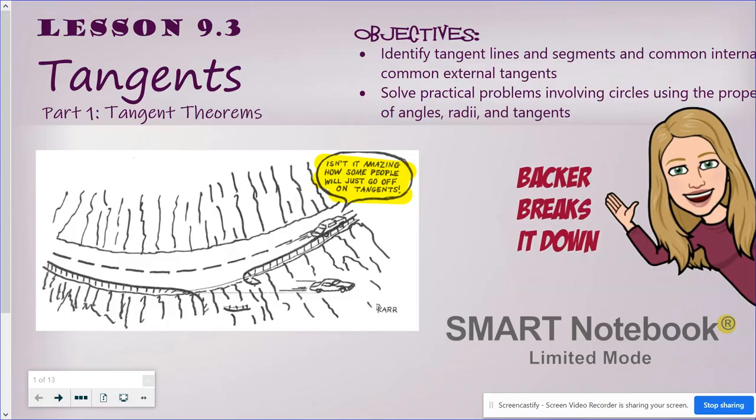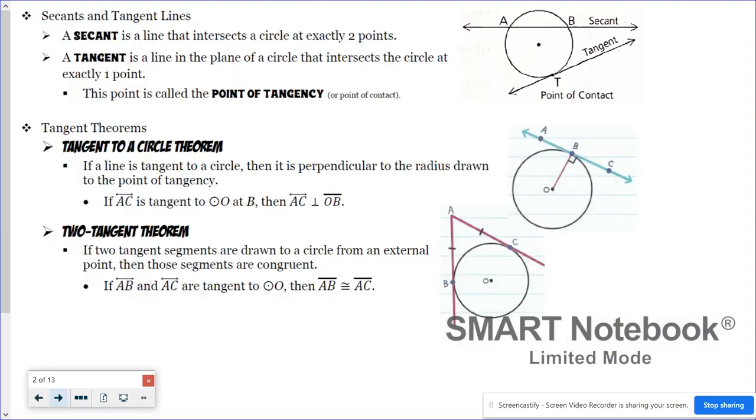In this episode, we are going to look at tangents to a circle, focusing on the tangent theorems in this lesson. So recall that a tangent is a line in the plane of a circle that intersects the circle in exactly one point. And we call this point the point of tangency.